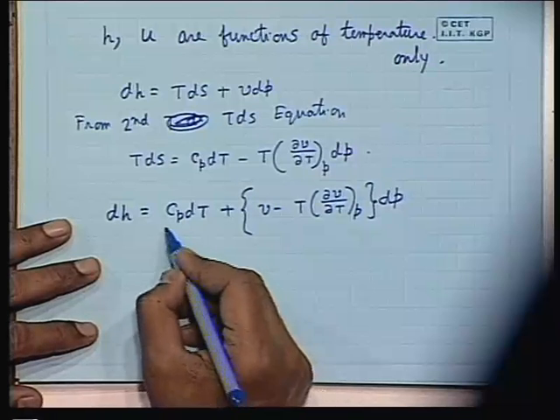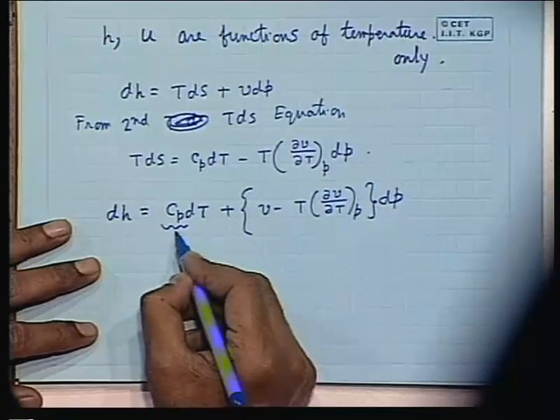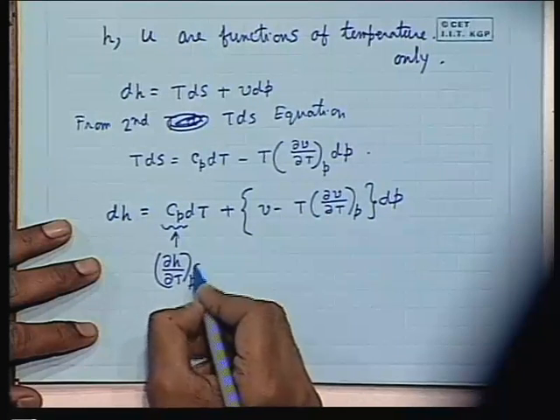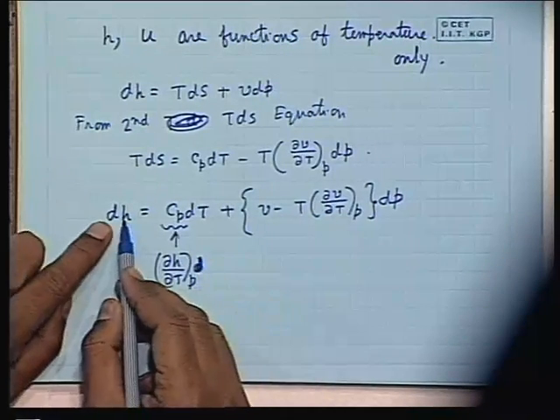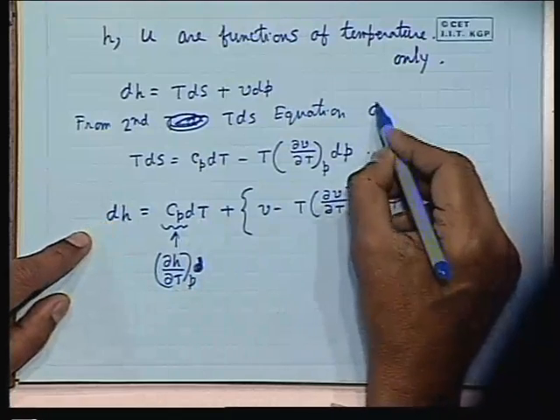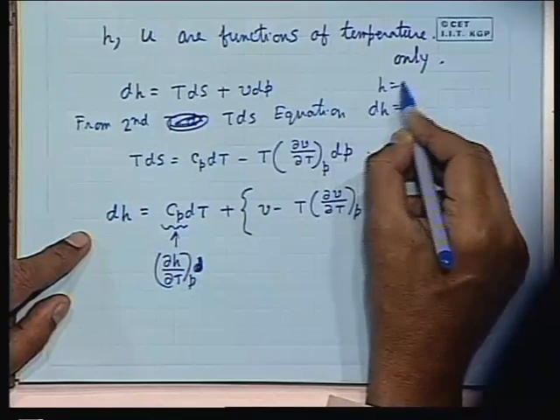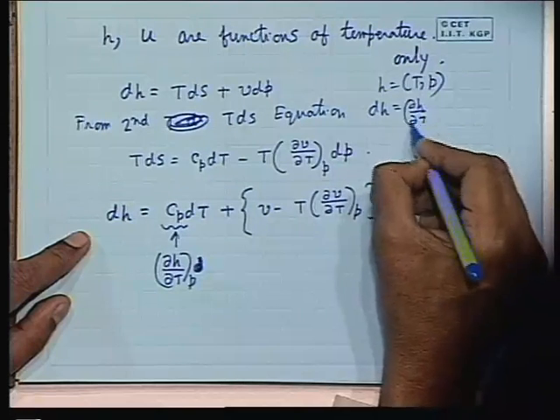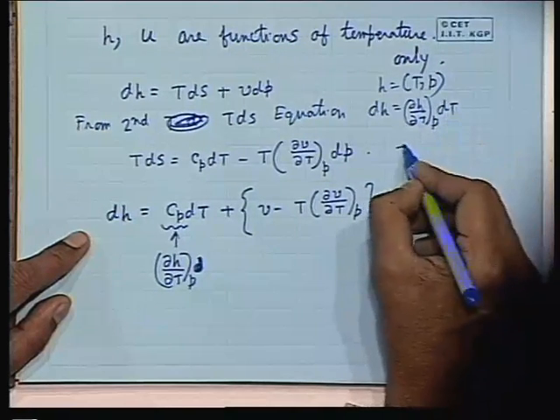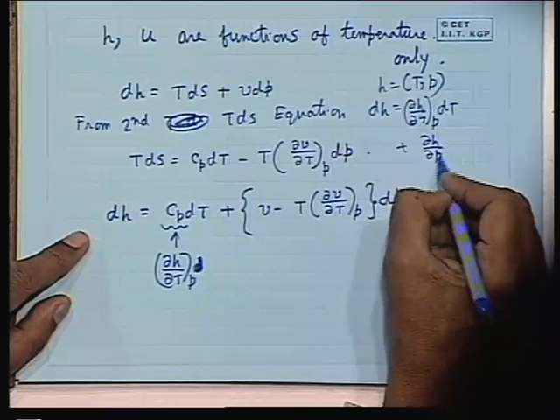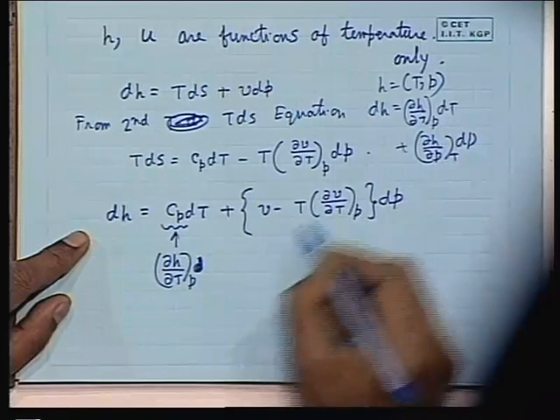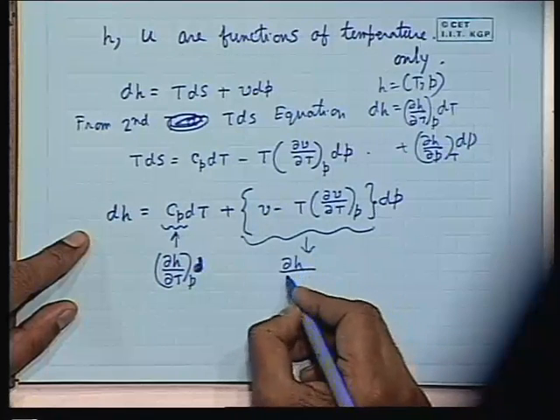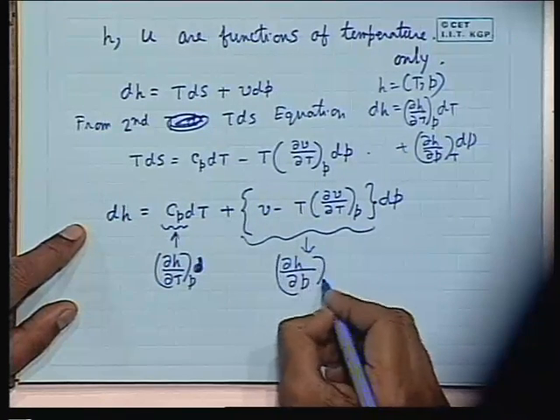Now this Cp can be written as del H del T at constant pressure. That means H is a function of T and P. If I write H as a function of T and P, I can write dH is equal to (del H del T) at constant pressure dT plus (del H del P) at constant temperature dP. This you have already recognized. So this is nothing but del H del P at constant temperature.